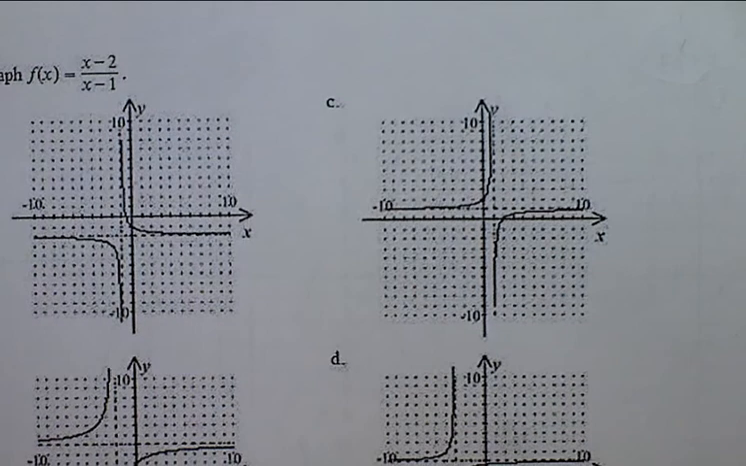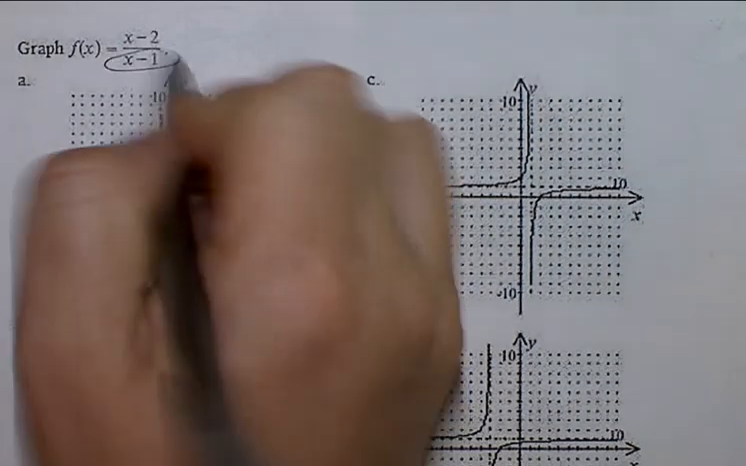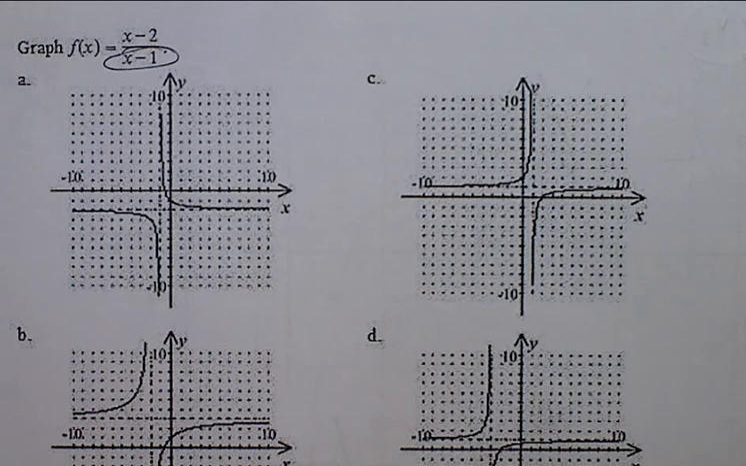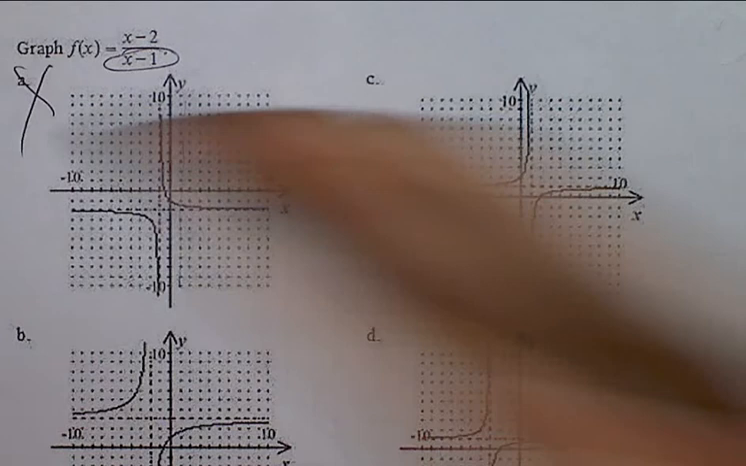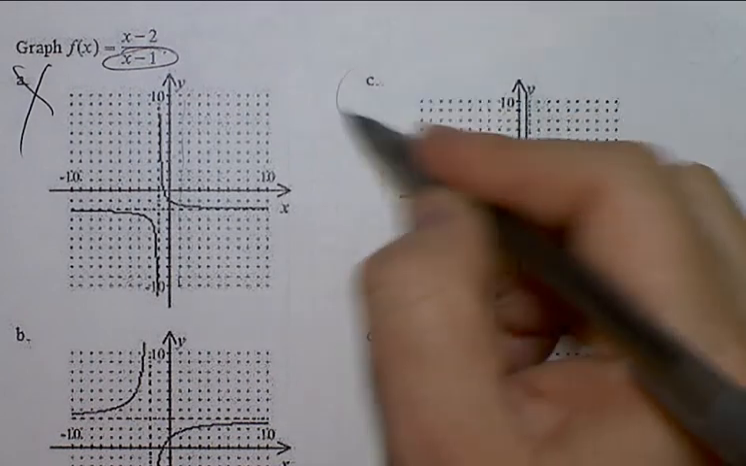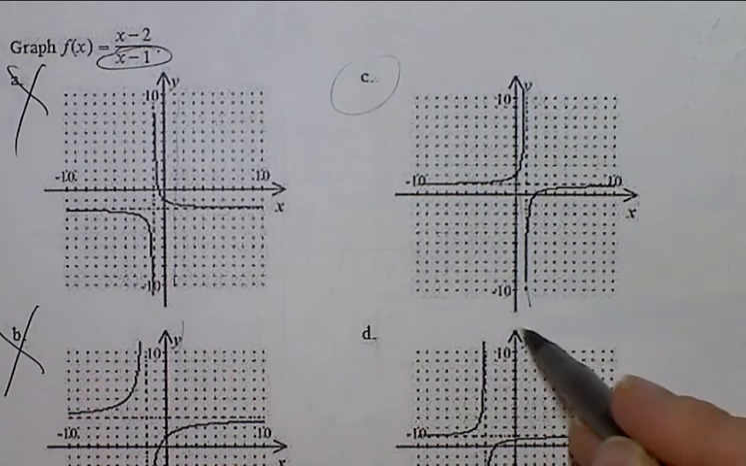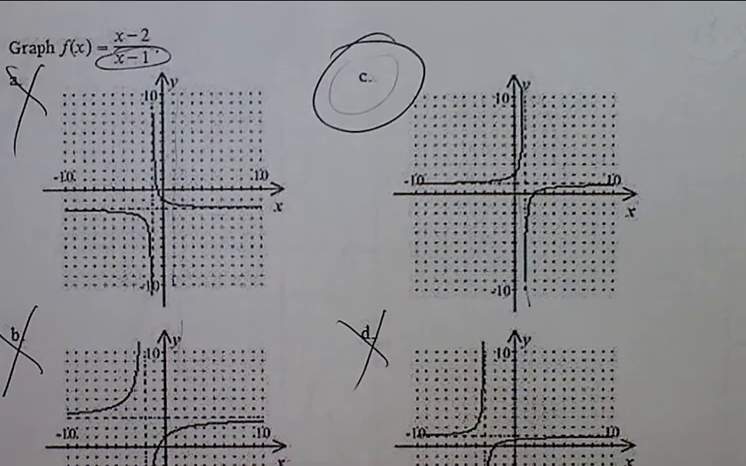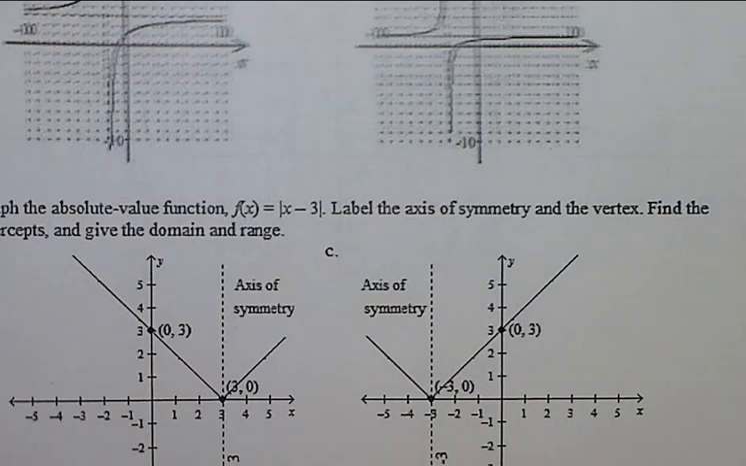We may have already done this problem or one very similar. So here we have a vertical asymptote of 1. This does not occur at 1, I cross it out. This does occur at 1, it could be this option. Does not occur at 1, I cross out B. Does not occur at 1, I cross out D. My only choice, I don't even need to go into horizontal asymptotes or finding the zeros because I was able to cancel out every other option. Go down to the next one.